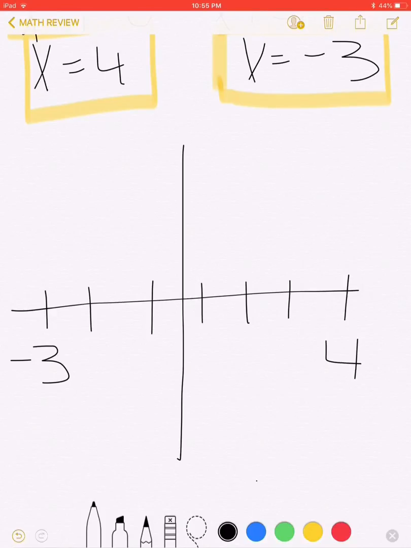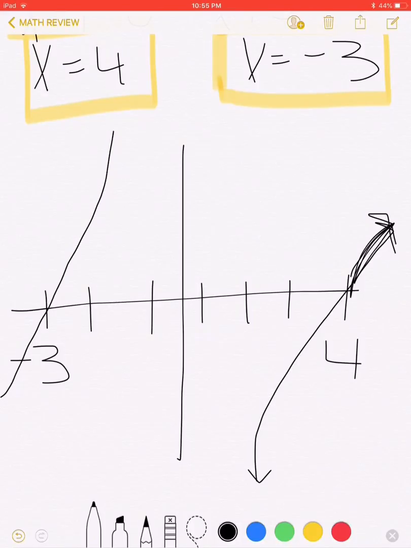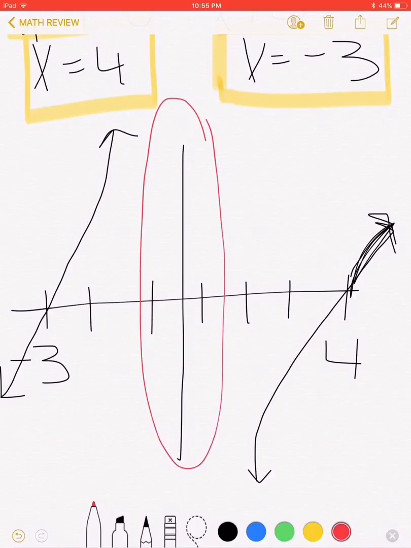So this first line is going to be coming up here, and then it's going to cross at 4, continue going that way, and kind of go up and over like that. The next one is going to be coming up this way, and it's going to cross at negative 3 and keep going that way. As you can see, this is our 0 because 0 is that line. As the functions keep going up, they're going to get super close to 0, but they're never going to actually touch 0.